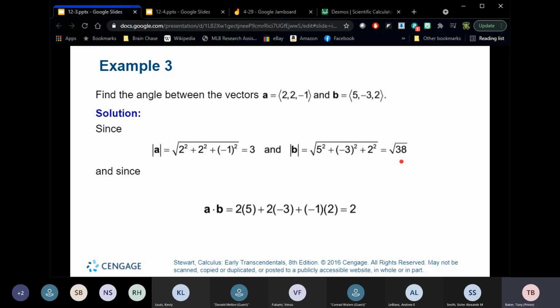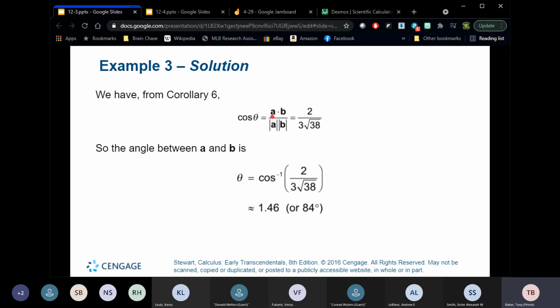So we now have our two lengths. And we find the dot product of A and B. The dot product of A and B is 2. So now if we look at that rule, we have the dot product, the length of A and the length of B. So we plug that all in, and then we do the arc cosine of that to find the value. So the arc cosine of 2 over 3 square root of 38. In radians, it's 1.46, or approximately 84 degrees is the angle between those two vectors.